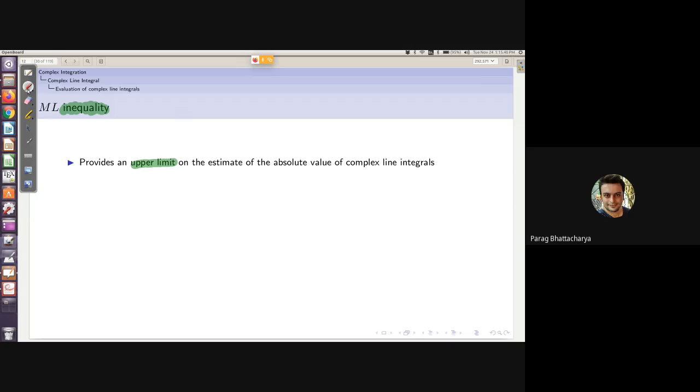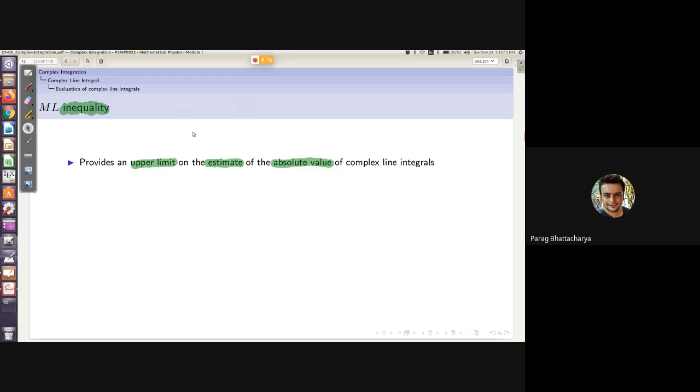So in this ML inequality, we are going to use a less than symbol. It provides an upper limit on the estimate of the absolute value of the complex line integral. The ML inequality provides us a way to find the upper limit, that is, the maximum value that this complex line integral can take.